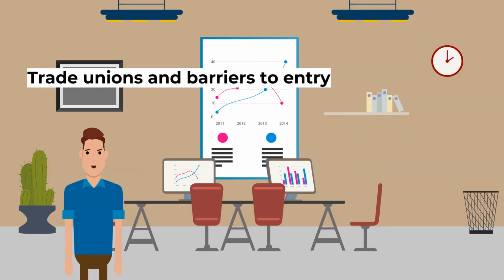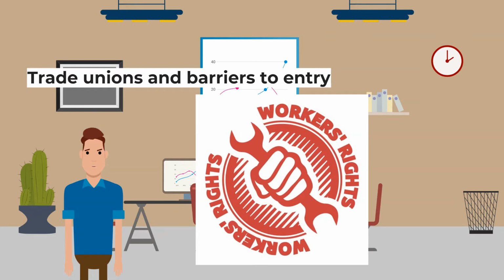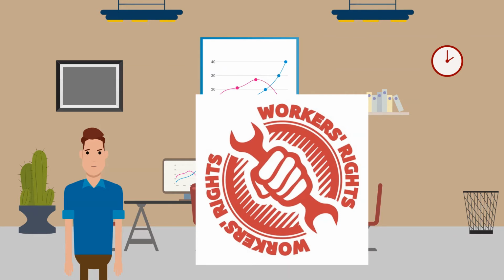Next, trade unions and barriers to entry. Trade unions may be able to restrict the supply of labor by introducing barriers to entry. For example, you have to have a degree for teaching.